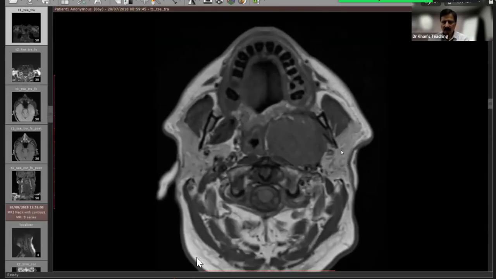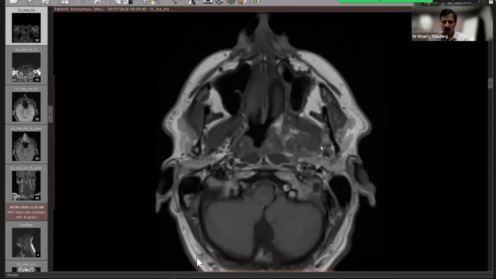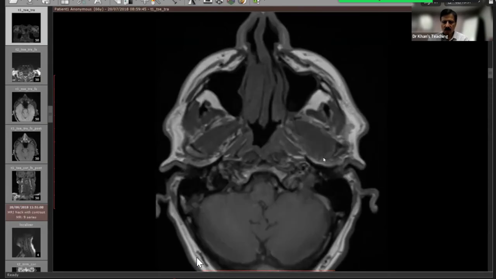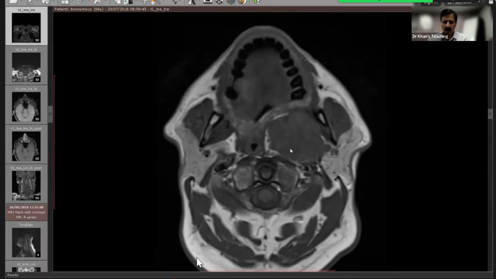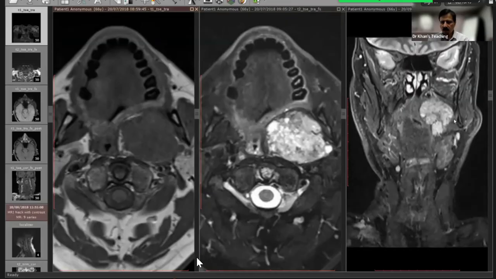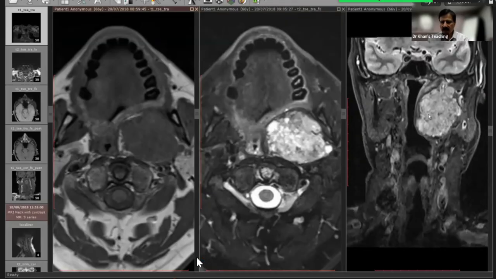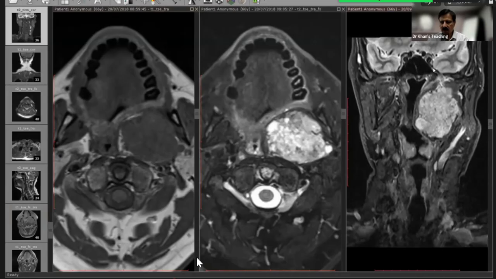Now, initially, we were worried if it is from the deep lobe, then we go more distally, and we rule that out. Now, if you go to coronal, go to your anatomy, and if you stretch your imagination, this is the cavernous sinus, and this is the stylomastoid, correction, the foramen ovale.